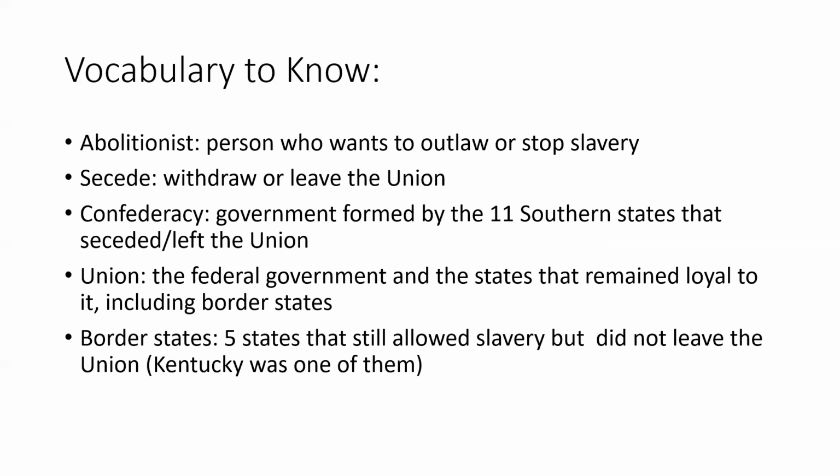Border states were states that stayed in the Union, but still allowed slavery. The rest of the Union states did not allow slavery. The Union was made up of all the northern states, a few of the western states, and those border states like Kentucky. And the Confederacy was the 11 southern states.